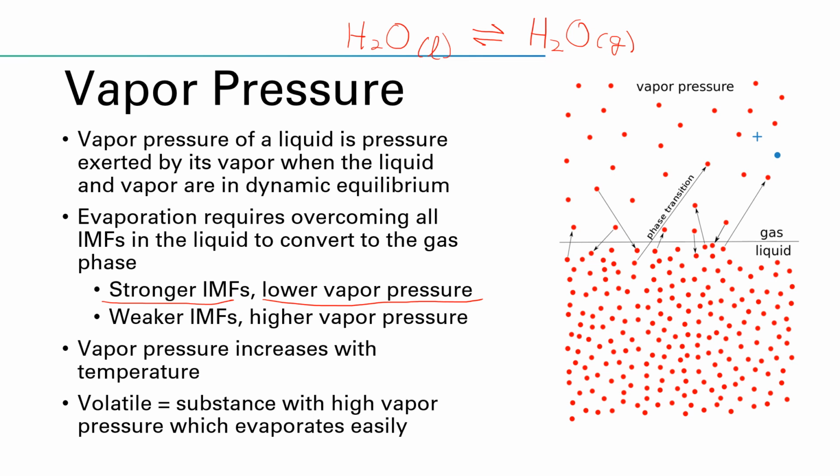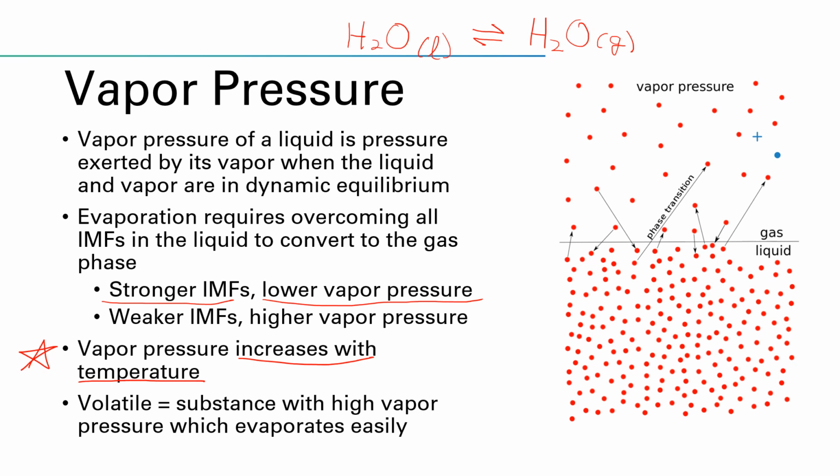Another really important point to make about vapor pressure is that vapor pressure increases with temperature. Let's think about that for a moment. As the temperature increases, the kinetic molecular theory tells us that the motion, the speed of the gas particles increases. So you have more kinetic energy, more particles at higher temperatures can overcome the intermolecular forces and escape to the gas phase. So as the temperature goes up, the vapor pressure goes up.